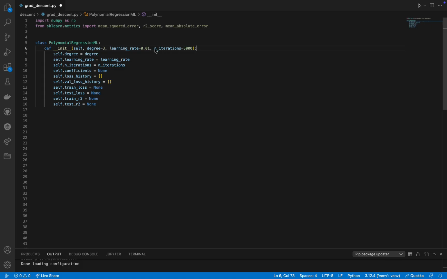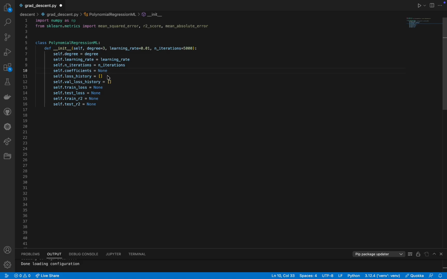Then we have iterations set to 5,000. This is how many times we'll update our coefficients during training. Each iteration is one step down the hill we're trying to descend. More iterations generally means better training, but there's a point of diminishing returns. We initialize self.coefficients to None because we don't know what they should be yet. These are the weights we are trying to learn, the a, b, and c in our equation y equals ax squared plus bx plus c. And we'll set this properly later during training.